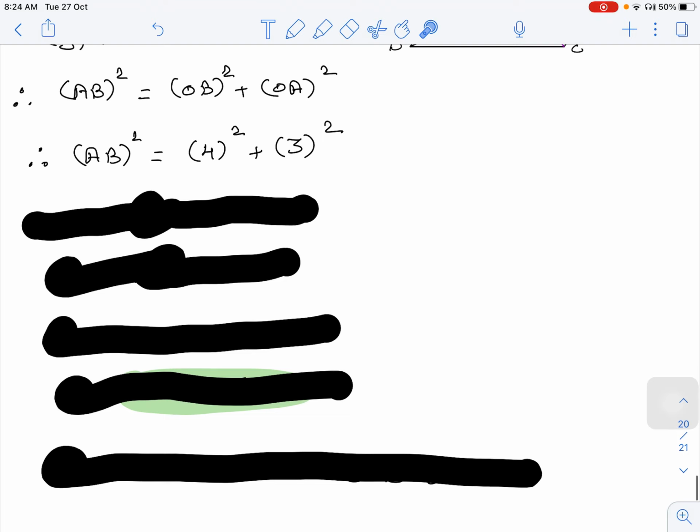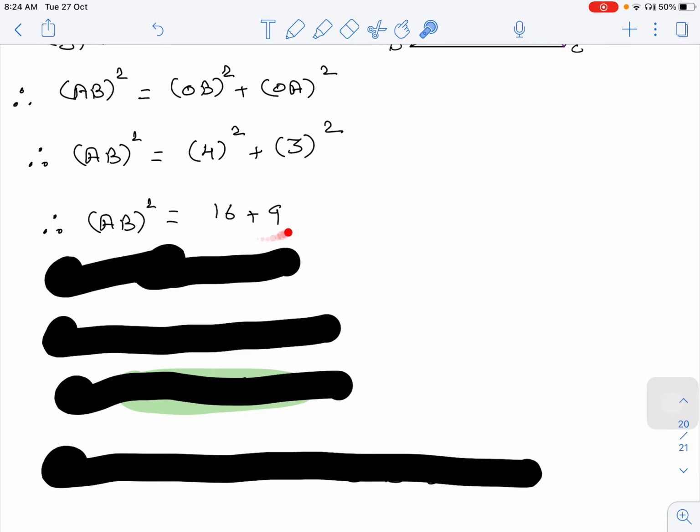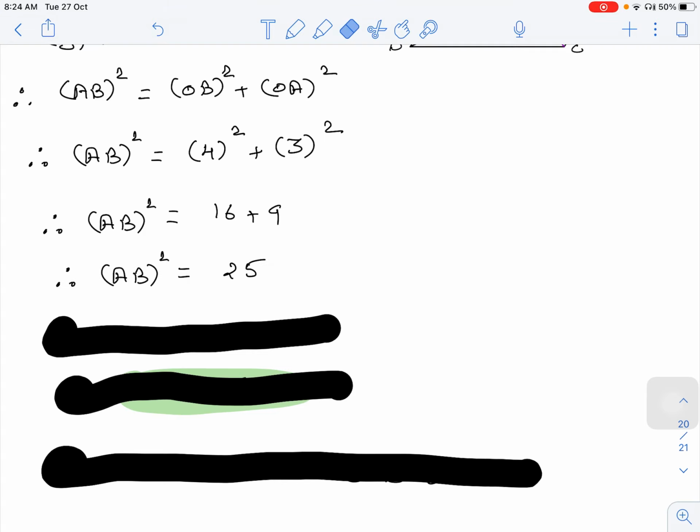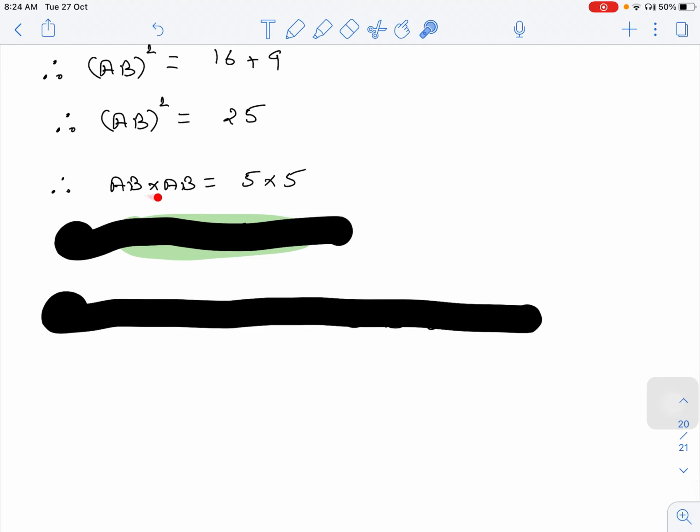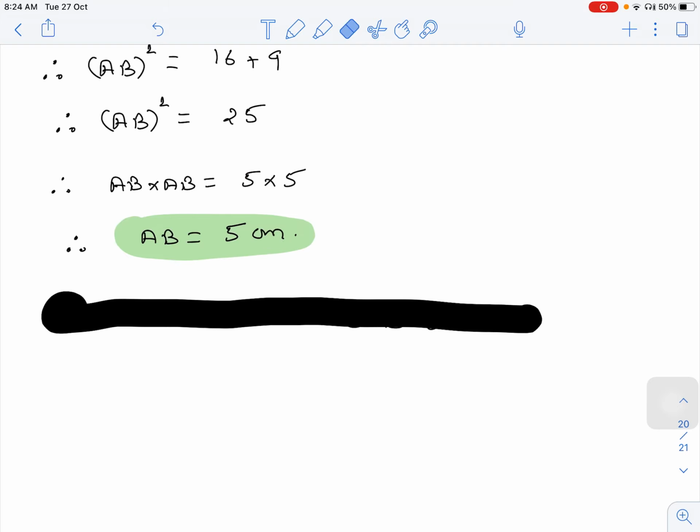Now what is 4 square? It is 16. 3 square is 9, that we have mentioned here. Now 16 plus 9 is how much? 25. Now AB square means AB is multiplied 2 times. So we have to write this number also in such a way that the same number is multiplied 2 times. So we get it as 5 into 5, AB into AB for this one, and 25 can be written as 5 into 5. Then finally we get AB equals 5 centimeter. If we consider this as one time, then from here also we have to take only one. That is, we took the square root.